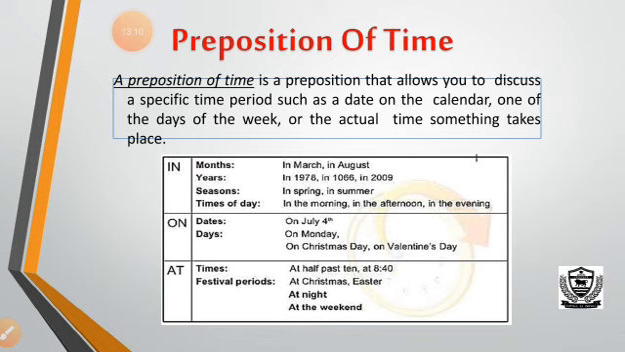Have a glance on the chart. There are three prepositions: in, on, and at. First one is in. In is used with months, years, seasons, and times of the day. In with the months: in March, in August. In is used with the years in such manners like in 1978, in 1066, in 2009, in 2020, in 2019.